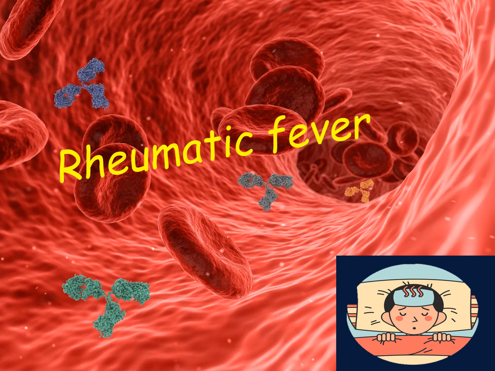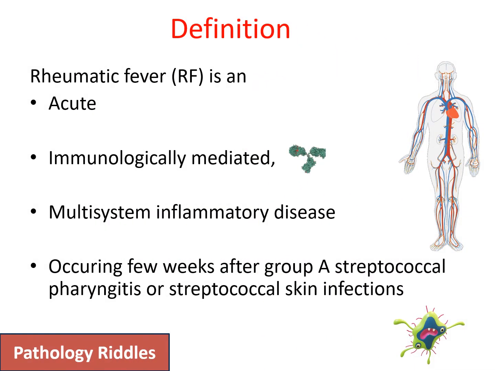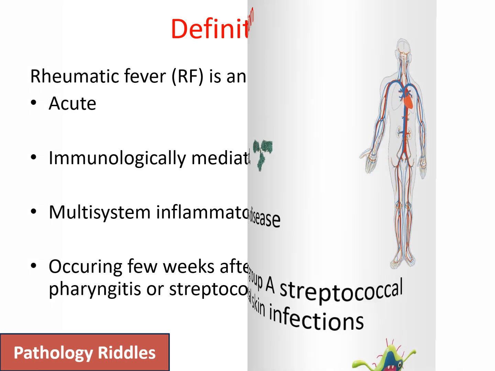Today we will be discussing the topic of rheumatic fever. What is rheumatic fever? Rheumatic fever is an acute, immunologically mediated, multi-system inflammatory disease which occurs a few weeks after a group A streptococcal pharyngitis or streptococcal skin infection.